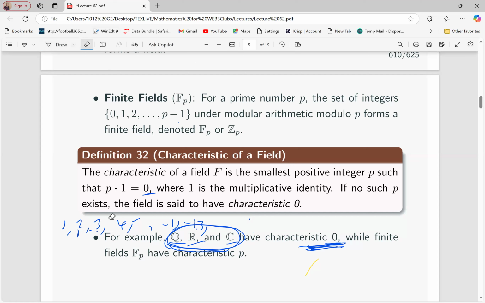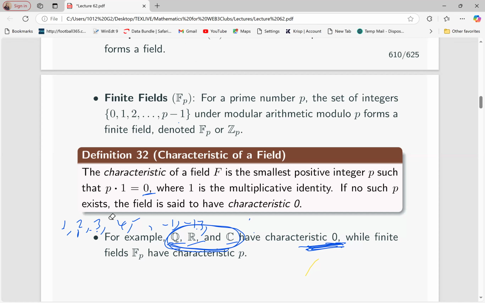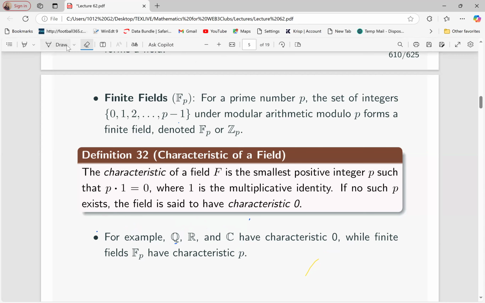Of course, that element should be non-zero. You should not pick 0 and multiply by 1. The element we are looking for should not be 0; it should be non-zero. So I cannot see any non-zero element here, or here, or here, that if multiplied by 1 gives me 0.